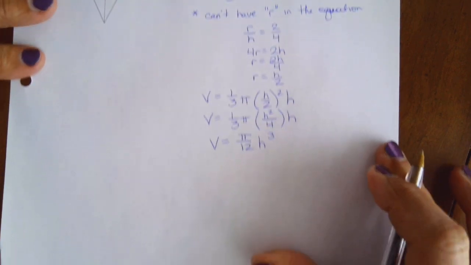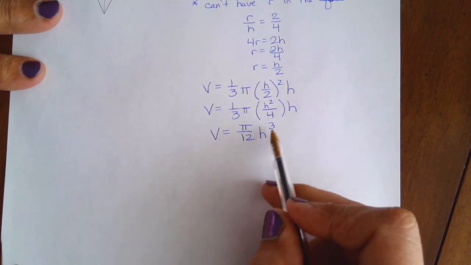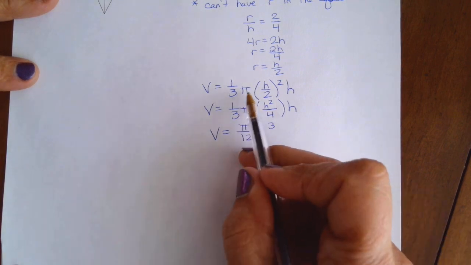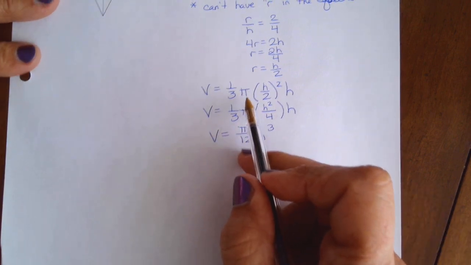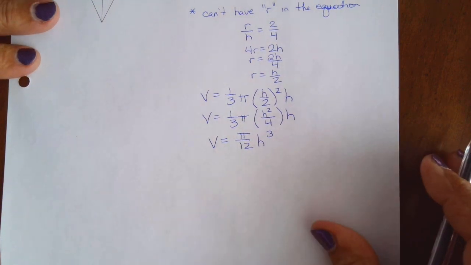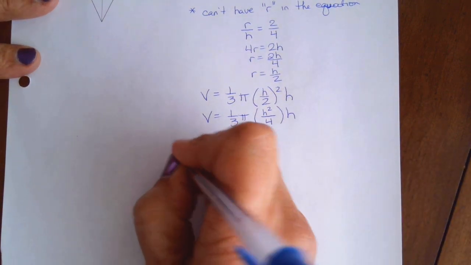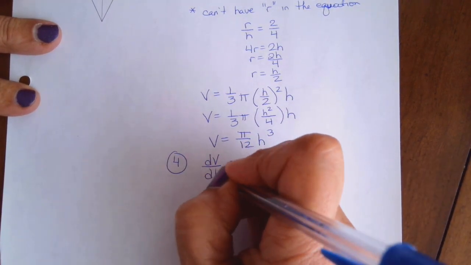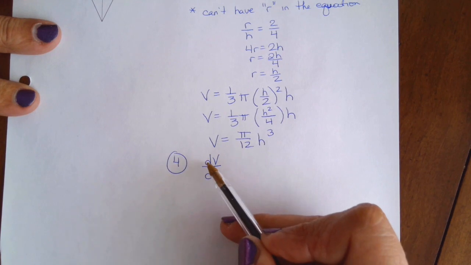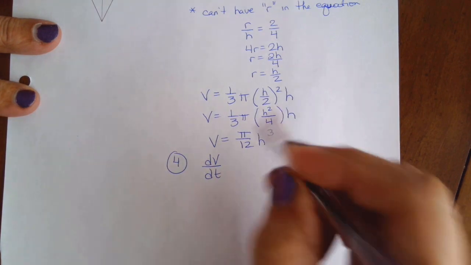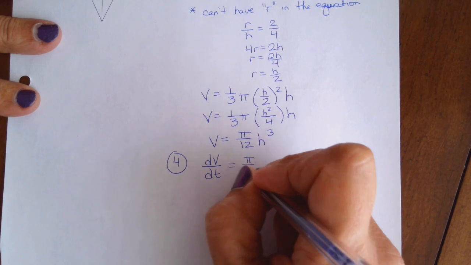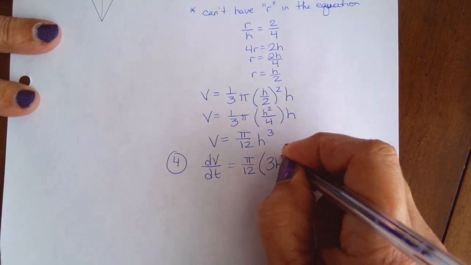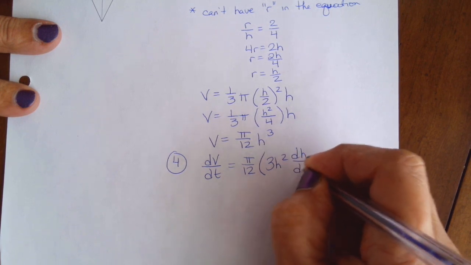That's way easier to take the derivative of. I just got a single variable here. Okay? So remember, 1/3 pi, pi is in the numerator. Right? That's how you write that. All right, so now I'm ready for step 4, which is to take the derivative. So dV dt, derivative of V with respect to t. Pi over 12 is a constant, times the derivative of h cubed would be 3h squared dh dt.